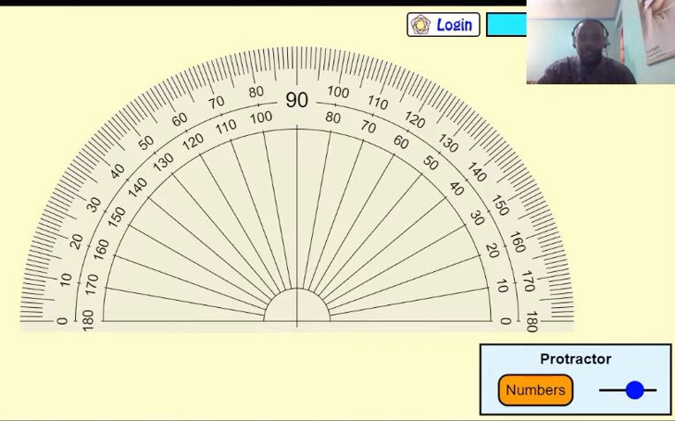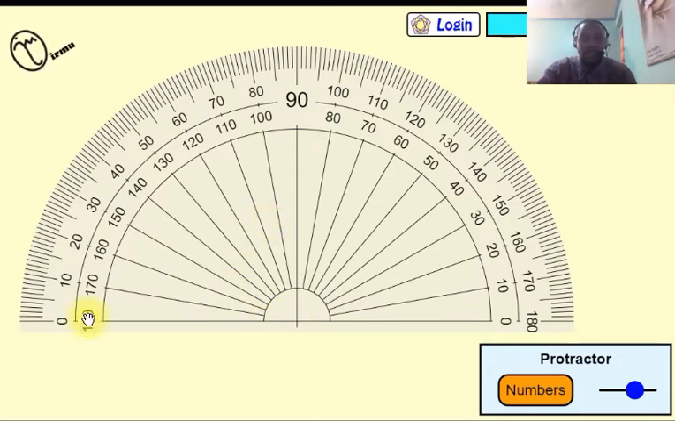Welcome to today's lesson where we are going to measure angles using a protractor. We are going to measure angles using a protractor, which is also known as a half disc. Before we measure the angles, it's important we understand the protractor and how it measures angles. A protractor is a device that is used to measure angles using units known as degrees.